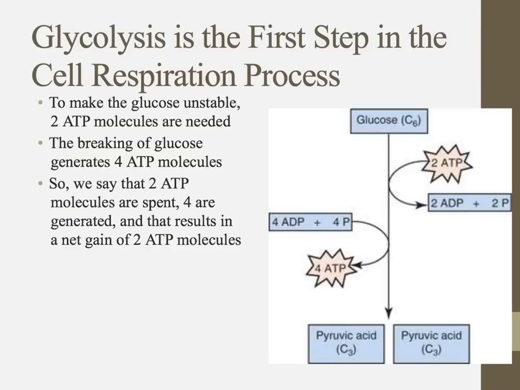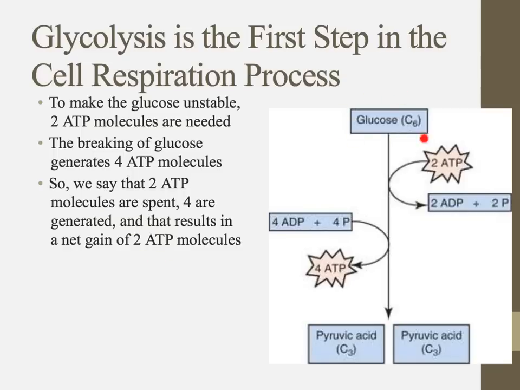Okay, so here's the catch. Okay, to make that glucose unstable, okay, we've got to spend 2 ATP molecules. So it kind of takes energy to get things started. When we break it, that produces 4 ATP molecules. Okay, so we spend 2 to get things started. By the end, we make 4. So that results in a net gain of 2 ATP molecules. Okay, so that's where I'm getting those 2 ATP molecules at the end.